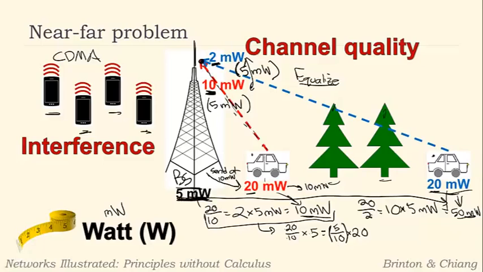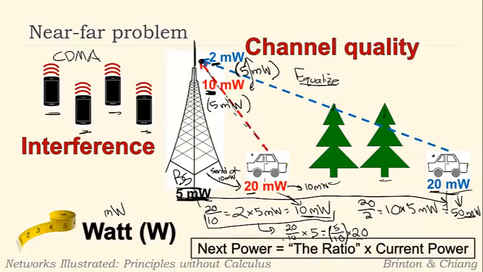And that gives us how much we want to multiply the current transmit power by to get the next transmit power. And that gives us the basics of the transmit power control algorithm, where we basically say that the next power is equal to this thing called the ratio times the current power. And the ratio is this term down here, this 5 over 10. That defines the ratio.